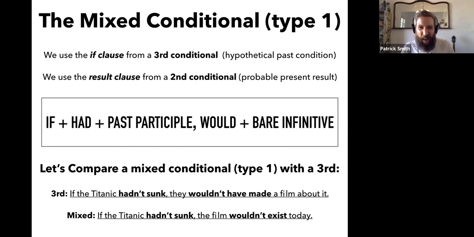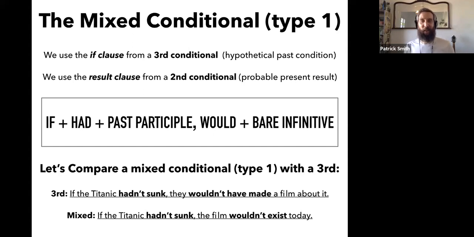What is it? Hundirse, sink, si no se hubiera hundido, la peli no existiría. Oy, I think this is pushing the limits of my Spanish. There you go. So if the Titanic hadn't sunk, the film wouldn't exist today. All right. So that's a second conditional. It's a past condition with a present hypothetical consequence.